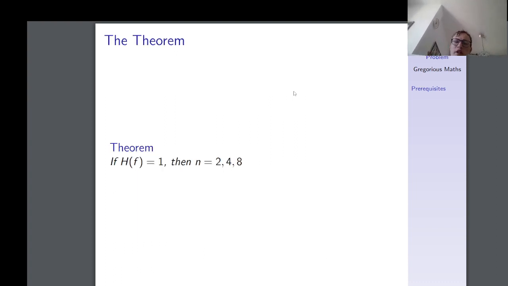So the actual theorem is that if the Hopf invariant is equal to 1, then n is either 2, 4, or 8. n can also be 1, but we'll ignore that case for now. The map which has Hopf invariant 1, by the way, is the Hopf fibration in these dimensions. And this theorem has some nice consequences, which I won't go into.